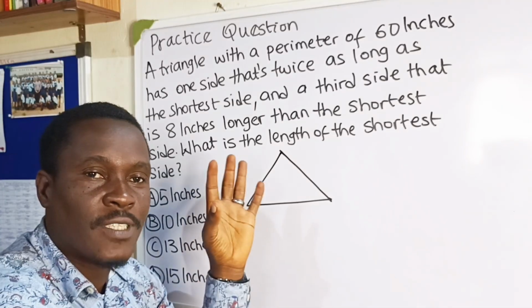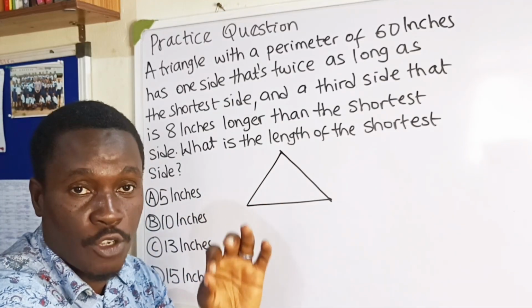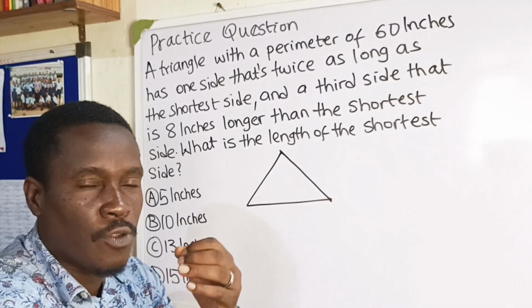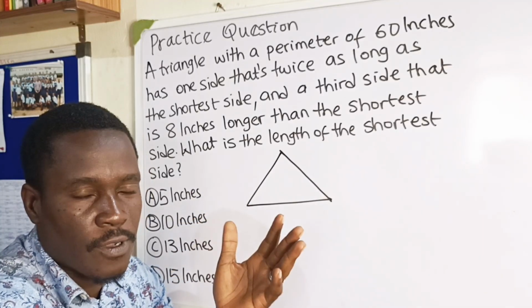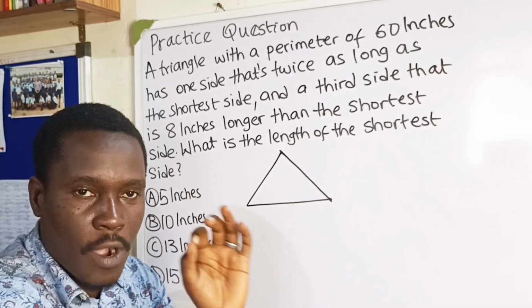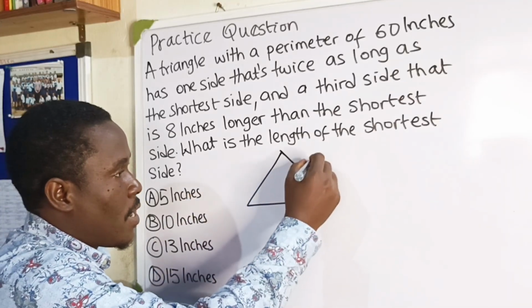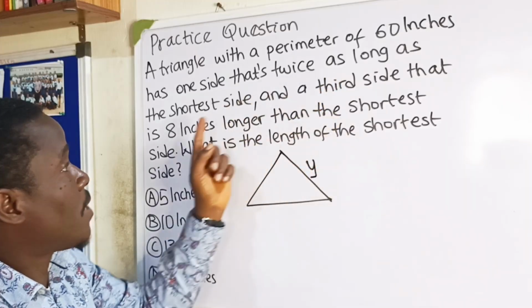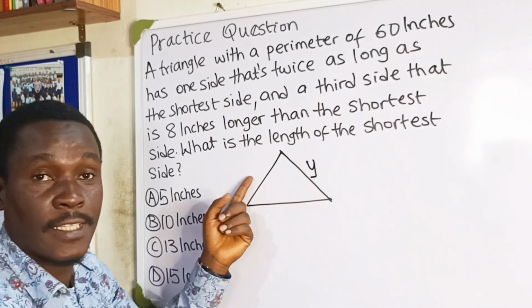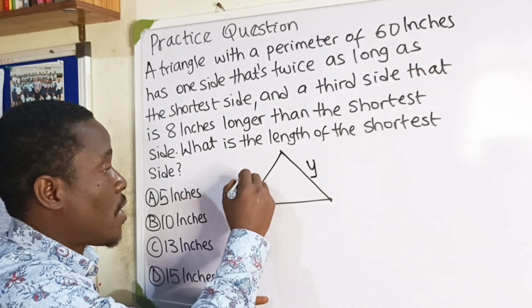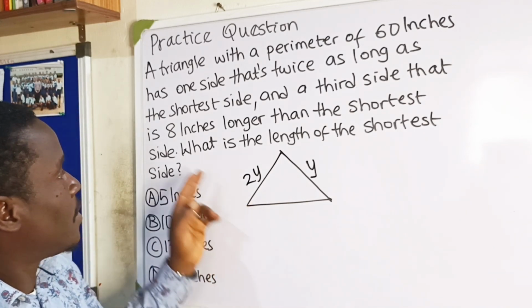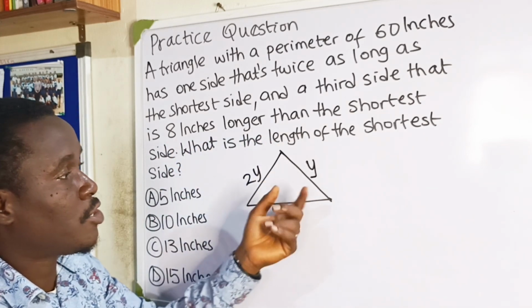The most common side that is talked about in this question is the shortest side, right? And we are asked to find that shortest side. So do we know what the shortest side is? No. Let's call that shortest side y, okay? So y. We're also told that there is one side that is twice as long as the shortest side. So let's say this is this side. So this is 2y, okay? And a third side that is 8 inches longer than the shortest side.